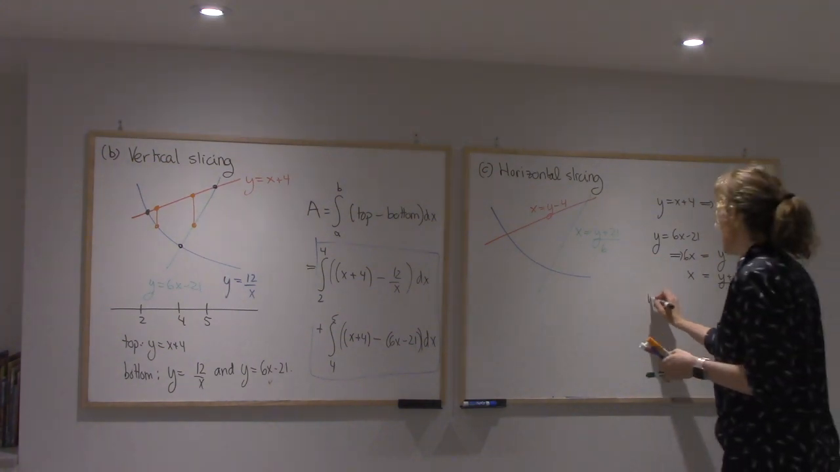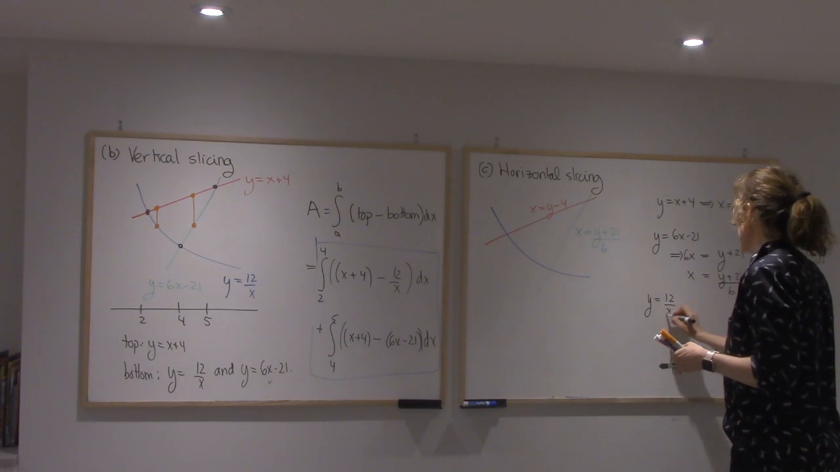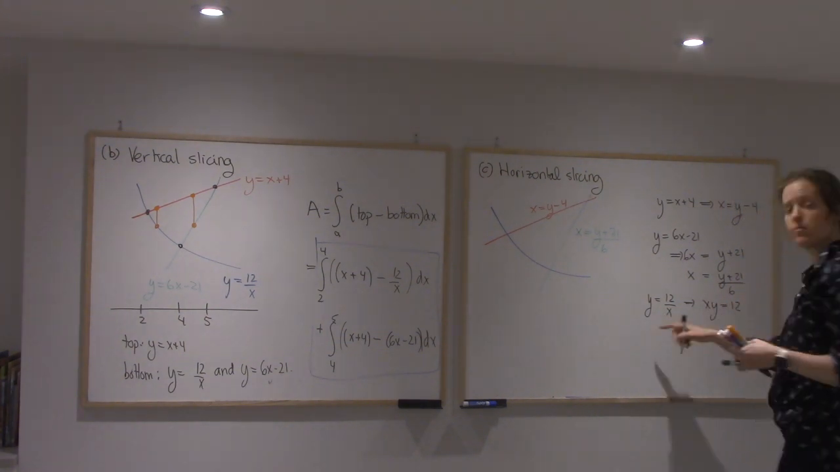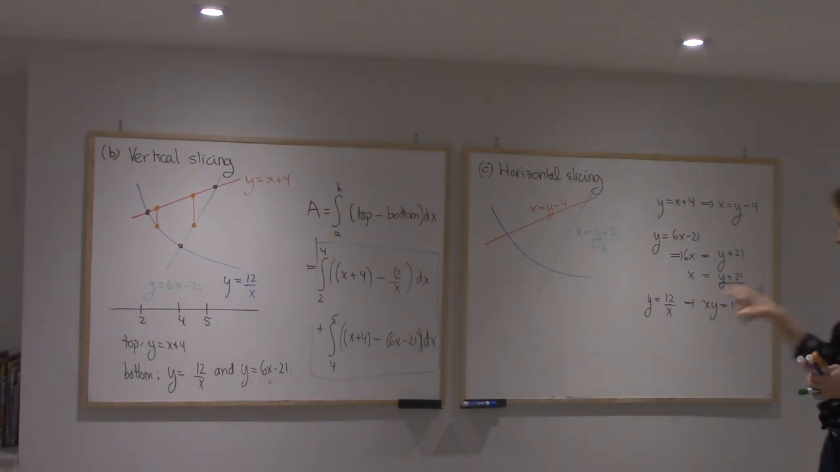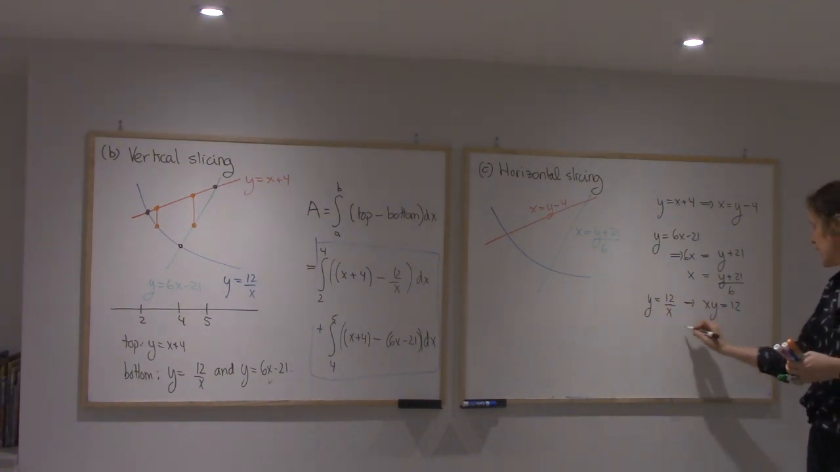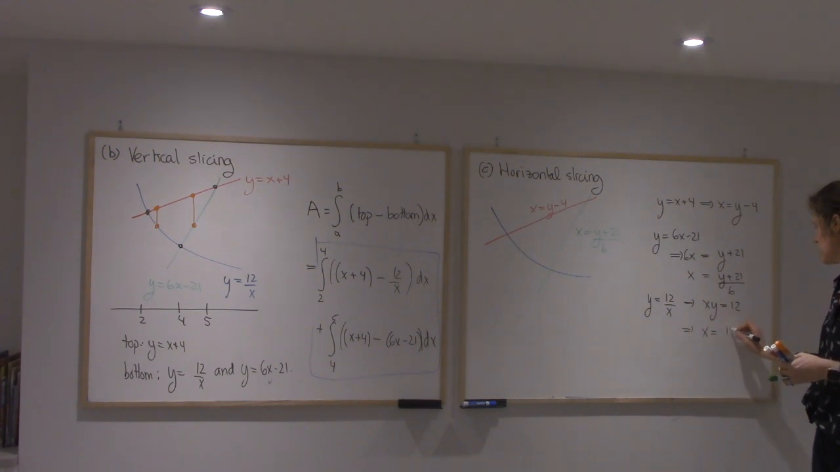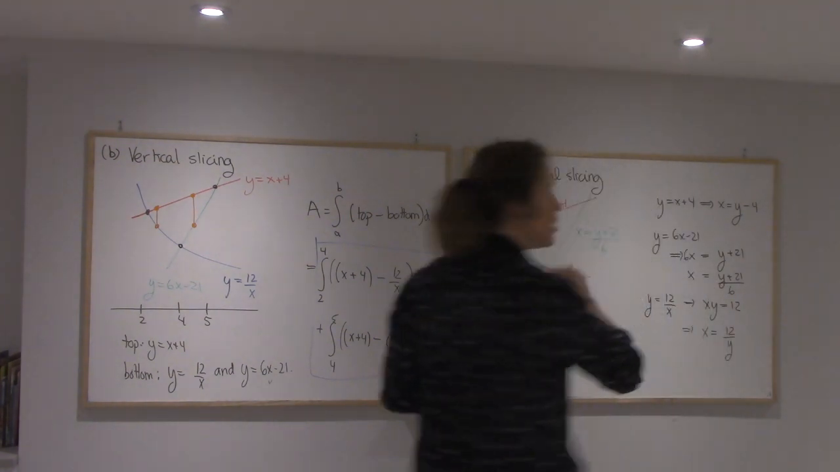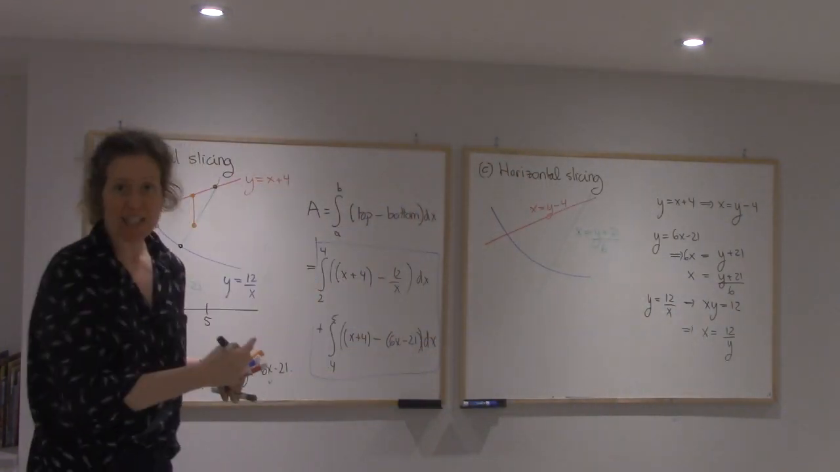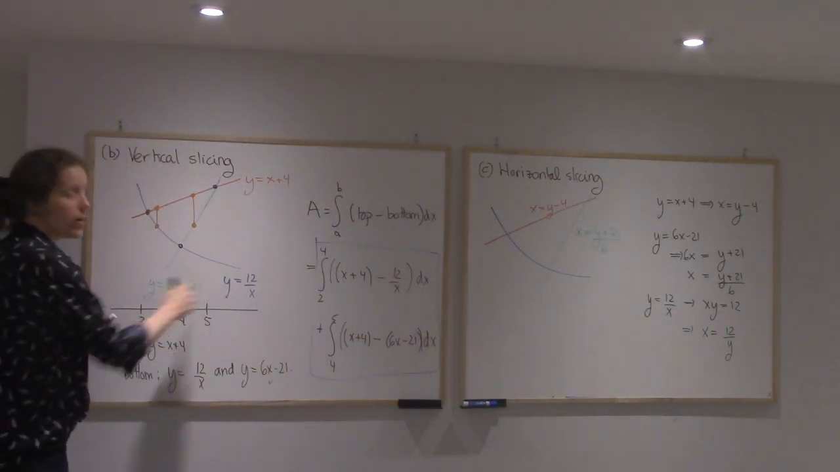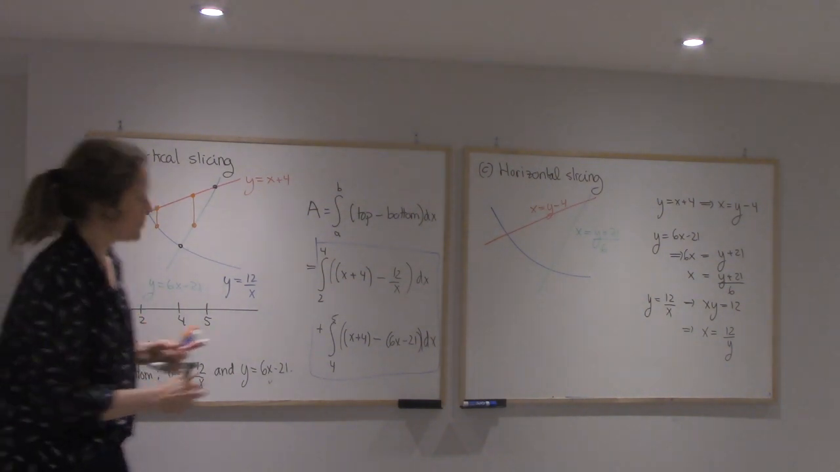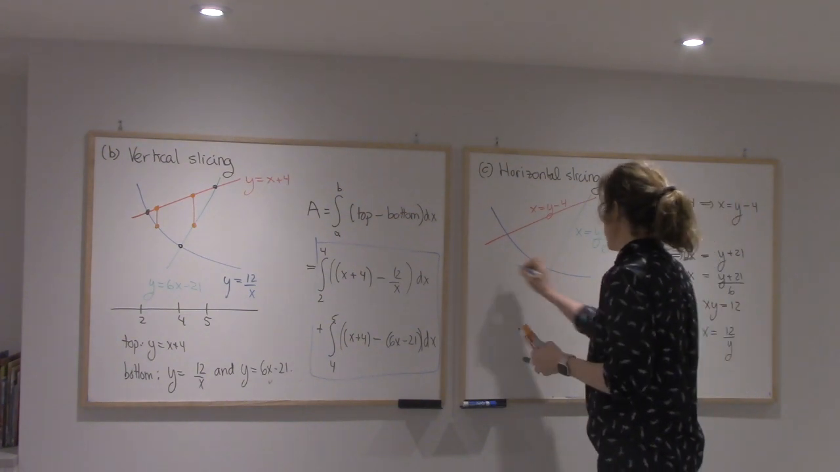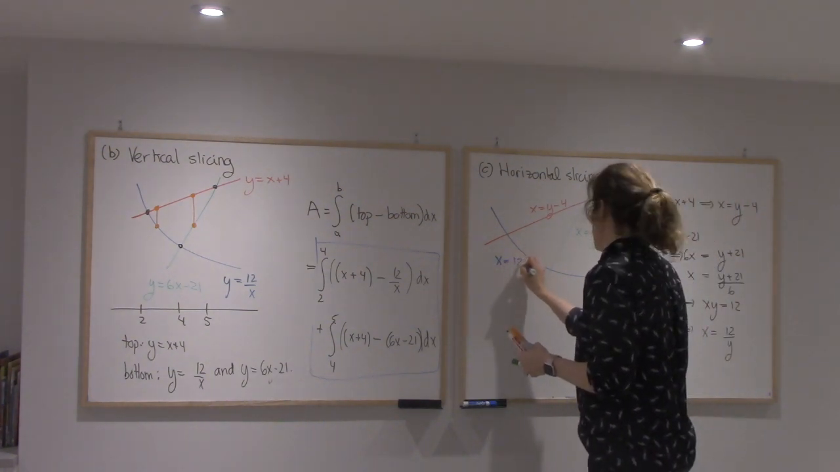Final curve is y equals 12 on x. That would mean xy equals 12 if I multiply both sides by x. And then I'm going to isolate x because that's my goal. I'm going to get x is 12 on y. So don't forget this. If you want to use horizontal slicing, you have to have x isolated. If you use vertical, you have to have y isolated. So blue is x equals 12 on y.